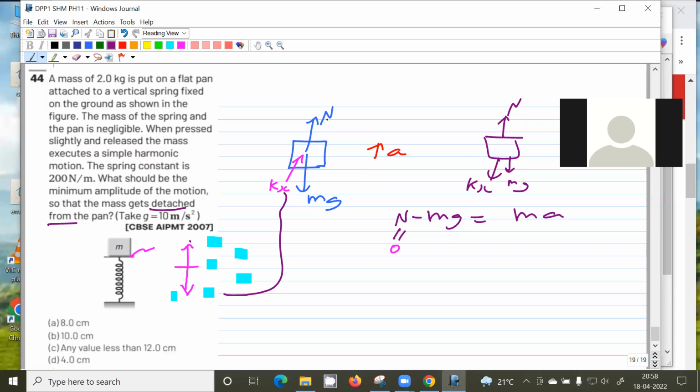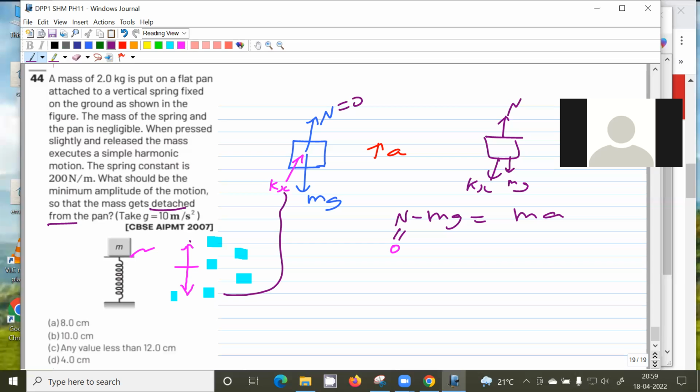So here normal reaction has a tendency to become 0 if kx is mg, right? Getting confused. The option is correct. At the bottommost position the spring is compressed, so the spring will try to push it up. So kx is upwards. Here, this mean position means equilibrium position. We'll come back to mean position later.